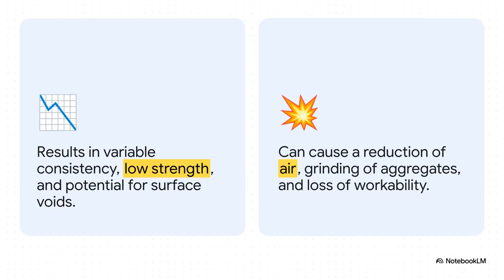Okay, this slide lays out a classic exam scenario, comparing what goes wrong when you mess up the mix. On one hand, if you undermix, you get inconsistent concrete, low strength, and those awful surface voids. But, and this is key, overmixing is just as bad. You can literally whip the air out of it, grind down your aggregates, and lose your workability. You gotta remember, both are critical failures.